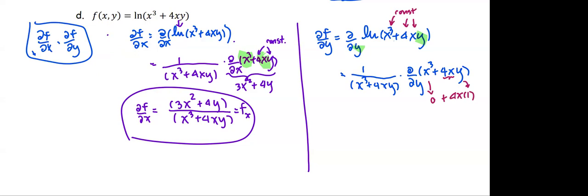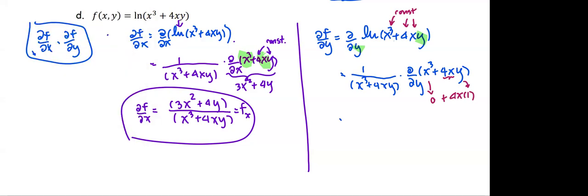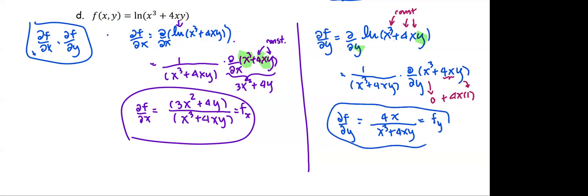Now, we wrap it up. The partial derivative with respect to y of the function f is 4x, which is the numerator, divided by x to the third plus 4 times xy, or f subscript y as a shorter notation of the partial derivative of f with respect to y.